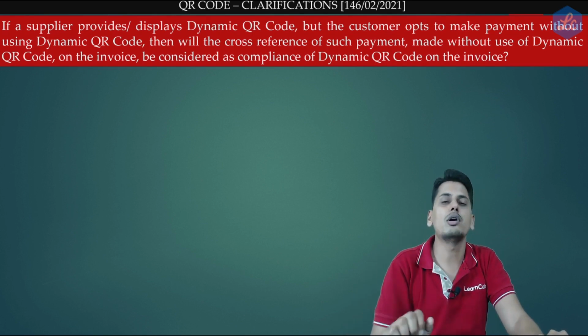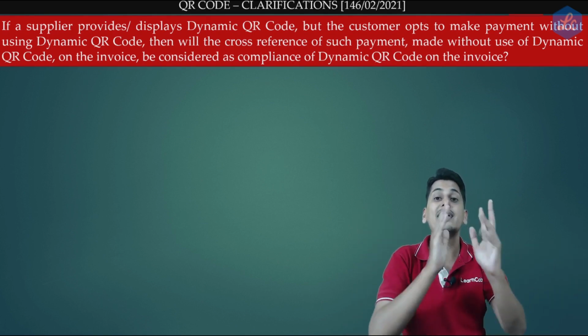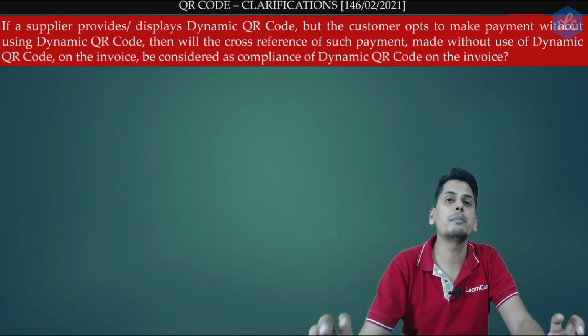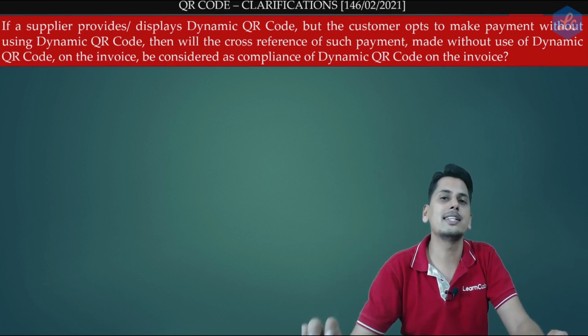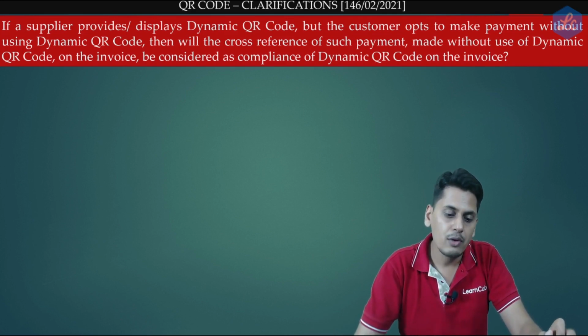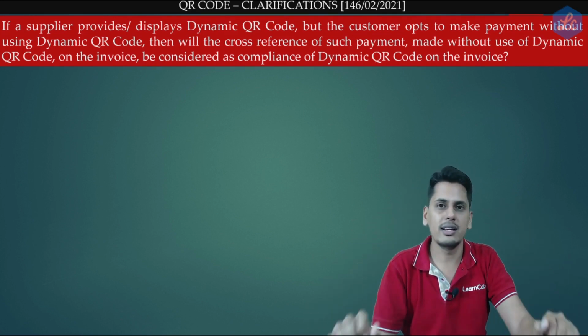In such types of invoices, the dynamic QR code need not be printed on the invoice because payment is already made. It is a prepaid invoice. In such cases, the payment reference number needs to be mentioned, and the mentioning of the payment reference number would be a valid compliance of the dynamic QR code. This is what we have already discussed.